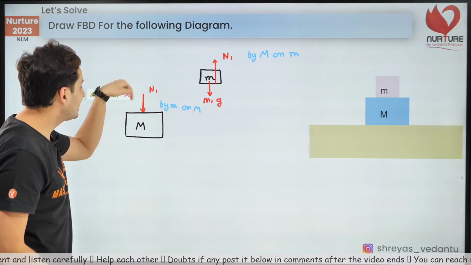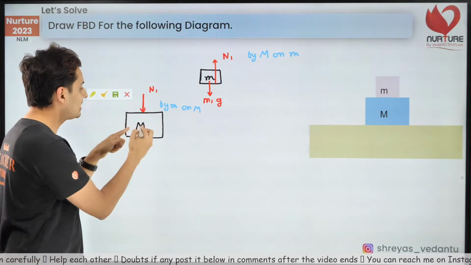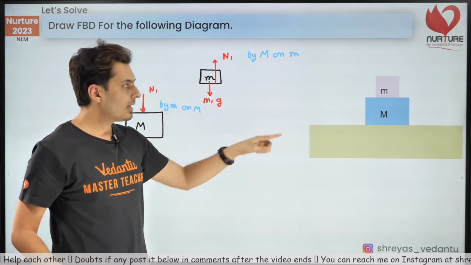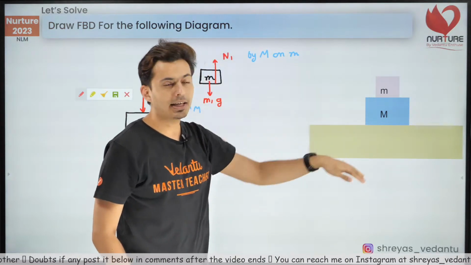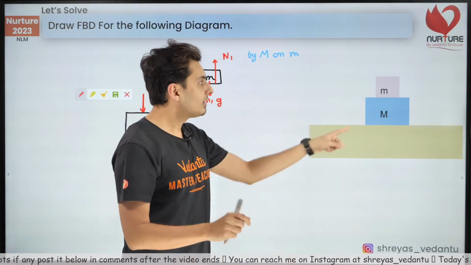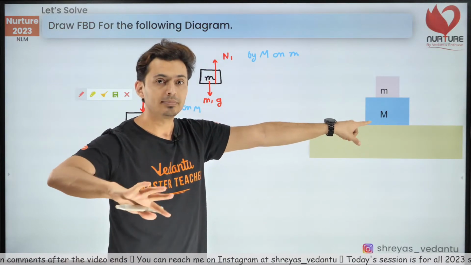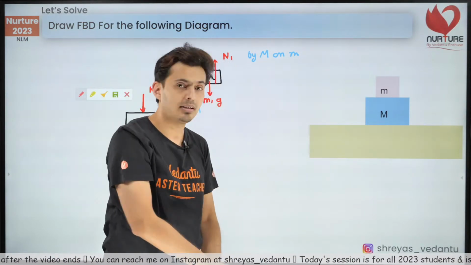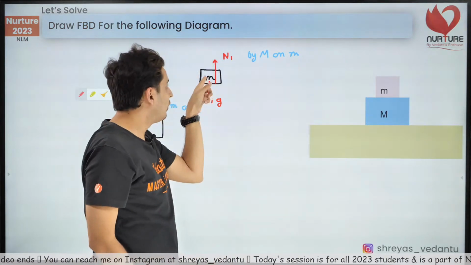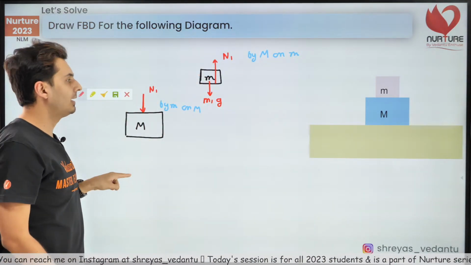I know a lot of people do this. They show m1g on capital M. Guys, weight is not acting on capital M. I mean, the weight of small m is not acting on capital M. That is wrong. It is transmitted. It is given via this normal to capital M.